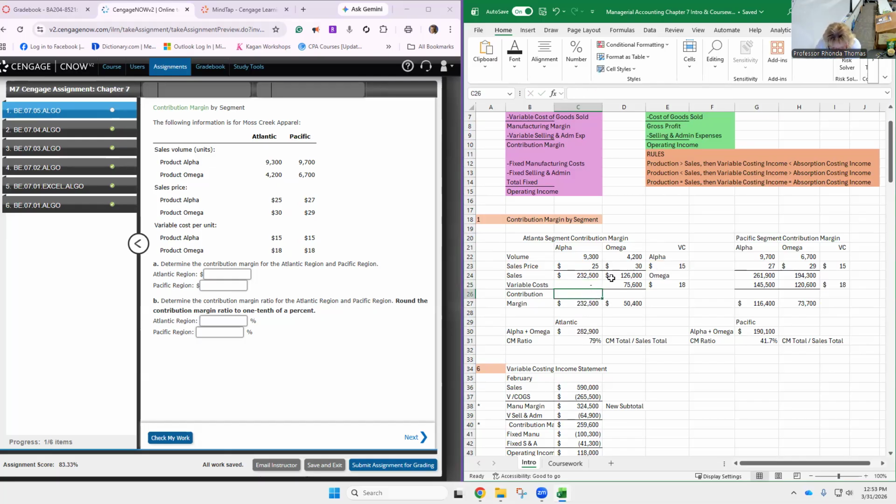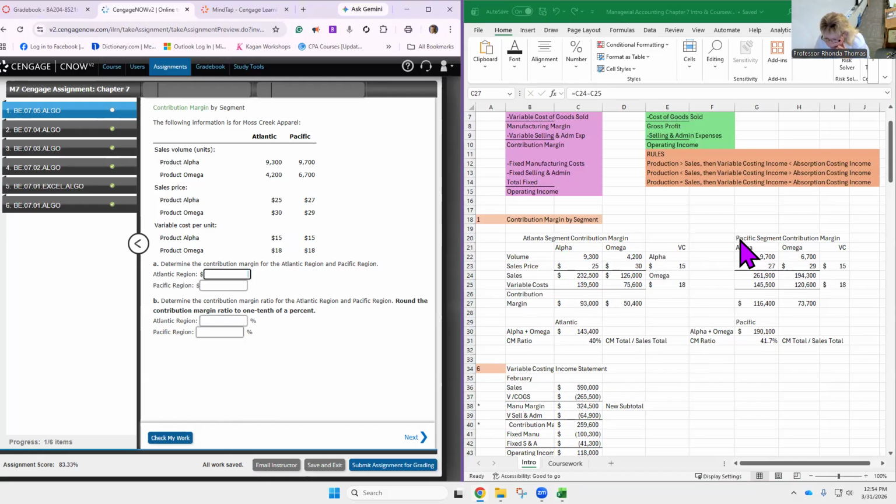Hang on just a minute. Okay, variable costs equal 9,300 times. Now we want variable costs for alpha, which is right there. And we want to make sure that this one is 4,200 times 8. And then we subtract. So you have contribution margin for the Atlanta. Be careful now. We just did one. Let's do both of these and then we'll do the totals.